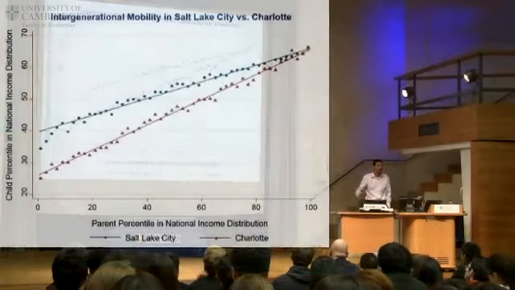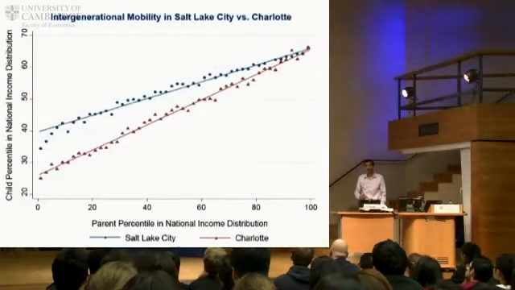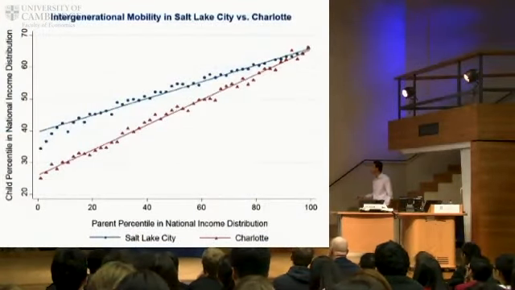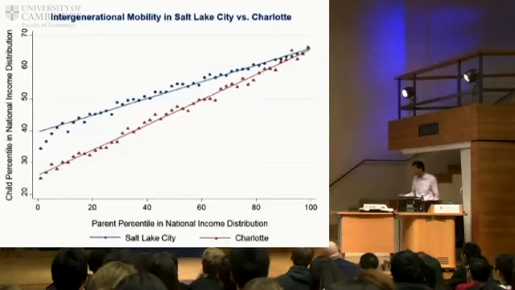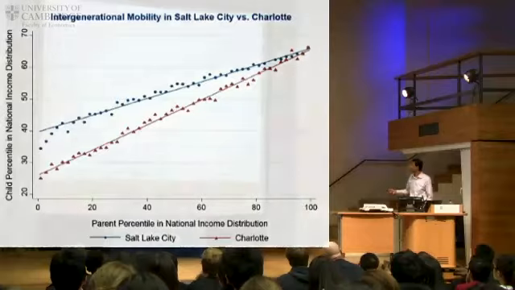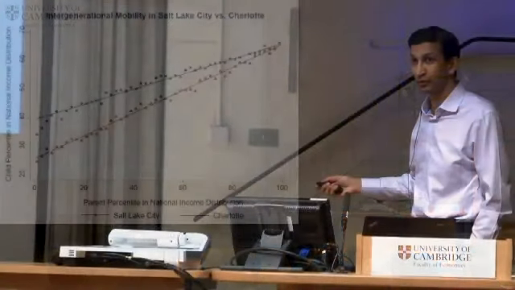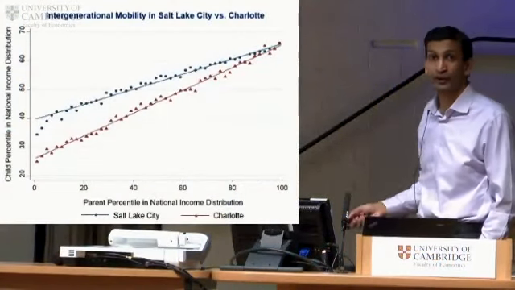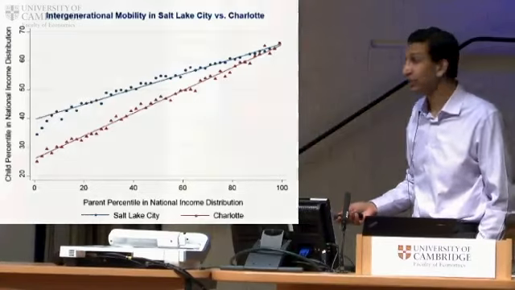And you'll remember this was one of the early charts that I started out with in the last lecture, showing what intergenerational mobility looks like in Salt Lake City, which has relatively good outcomes for children from low-income families, versus Charlotte, which has relatively poor outcomes.